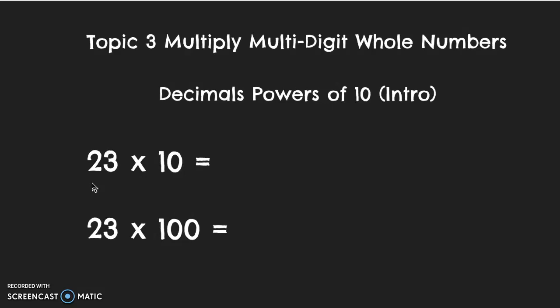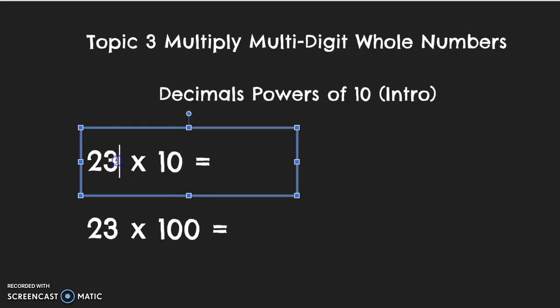So for instance, this first one I have 23 times 10. Now we talked about, remember there's a decimal after the whole number. We just don't put it there. But there's always a decimal there. And we kind of said as our shortcut, think about how many zeros are in 10. There's 1. So we should add a 0 to the number 23. So this would be 230.